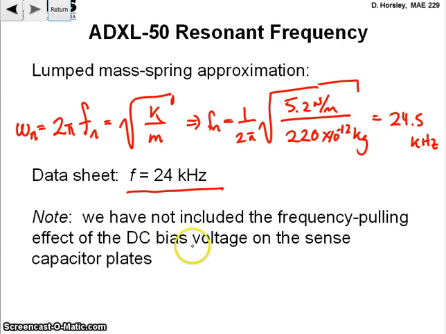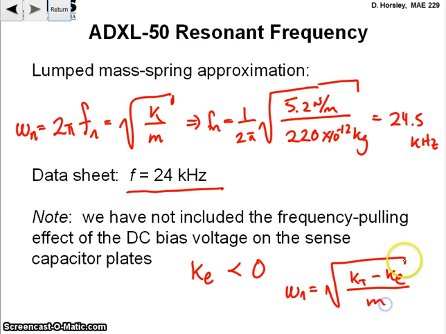And I just mention here, we've not included the frequency pulling effect of the DC bias voltage on the sense capacitors. If you remember in our lecture about electrostatics, there is this Ke, the electrostatic spring constant, and that's a negative number. It's less than 0. And so the real natural frequency, omega n, is square root of the K that we found, which I call KT, minus KE, over M. And if we were to include this KE, that may be part of the reason why our calculated frequency is a little bit higher than the datasheet value. Okay, so that's all that I have on this material, and then I'll begin the lecture that talks about the Rayleigh-Ritz next.